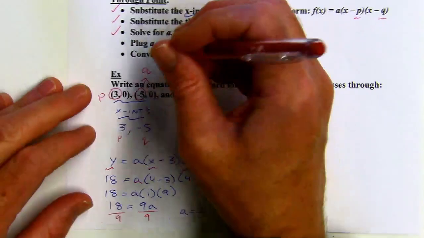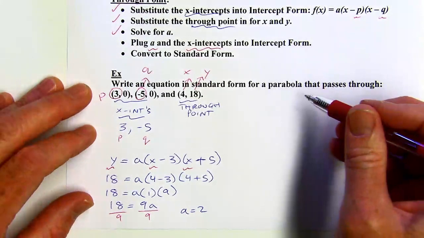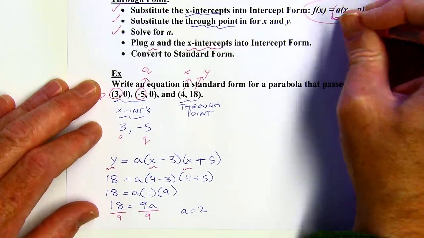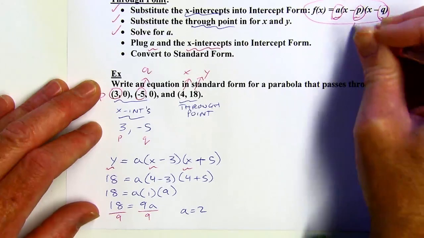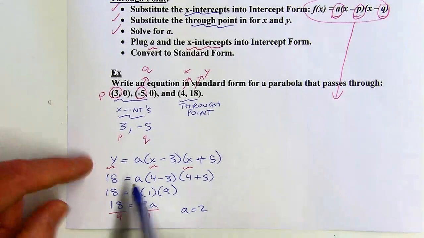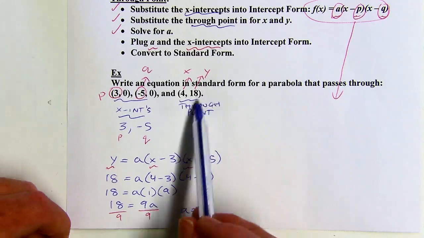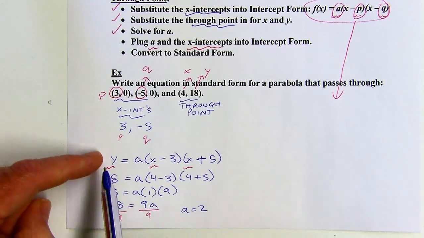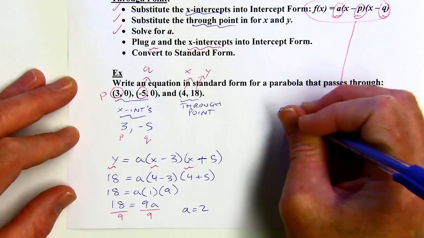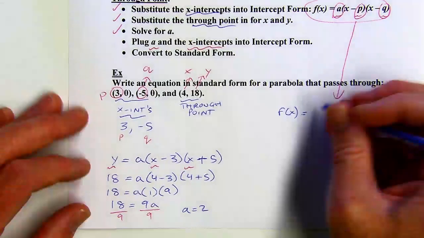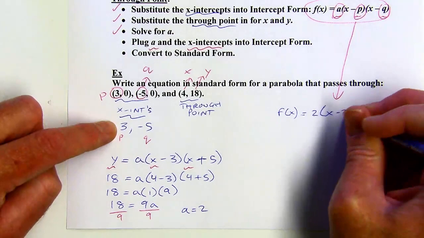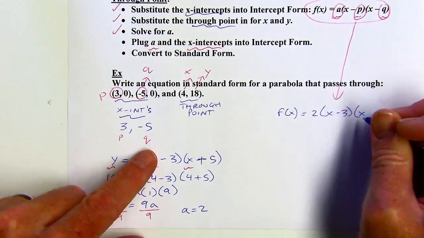Okay? Now the next step, we're going to plug in a and the x-intercepts into intercept form. So I'm going to take this equation again, and I'm going to be plugging in these 3 parts. Okay? So let's go ahead and do that. So you could put f of x in again. I just had the y there because when I plugged in 18 for y, I didn't want that to throw people off. But f of x or y, whatever. And now I know the a value is 2. Okay, and x minus p, so the p value was 3. And then x minus q.